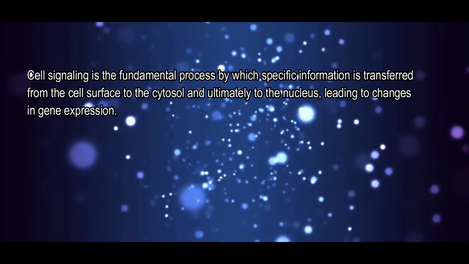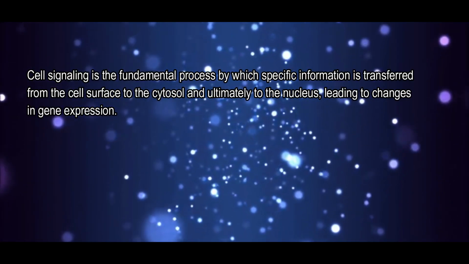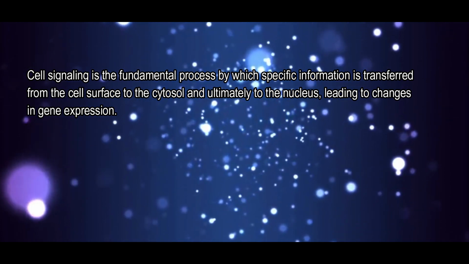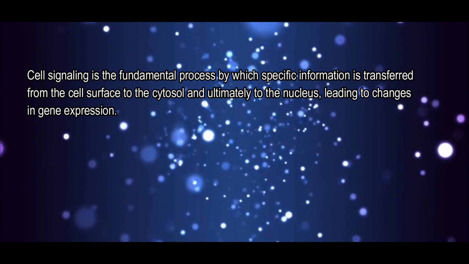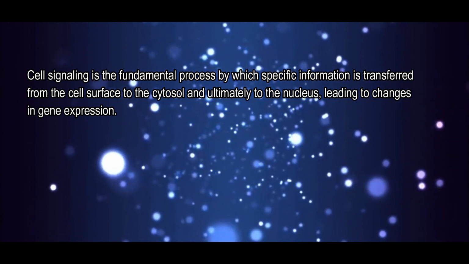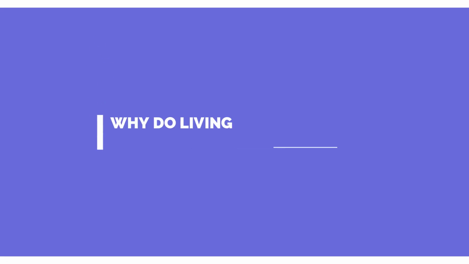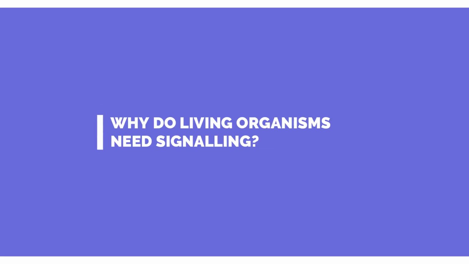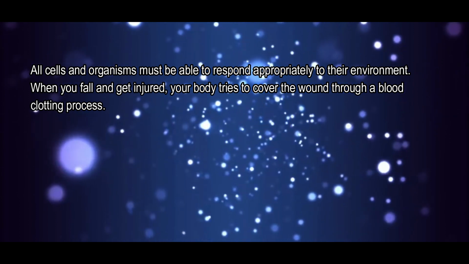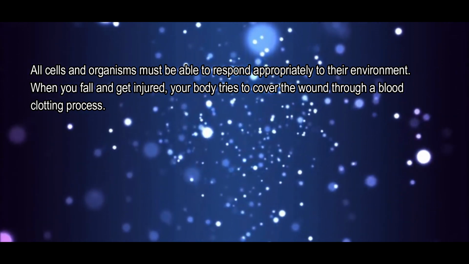Cell signaling is the fundamental process by which specific information is transferred from the cell surface to the cytosol and ultimately to the nucleus, leading to changes in gene expression. Why do living organisms need signaling? All cells and organisms must be able to respond appropriately to their environment.